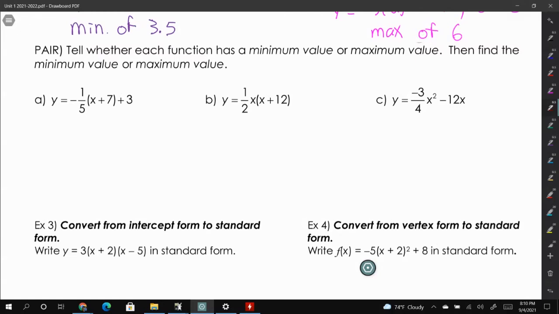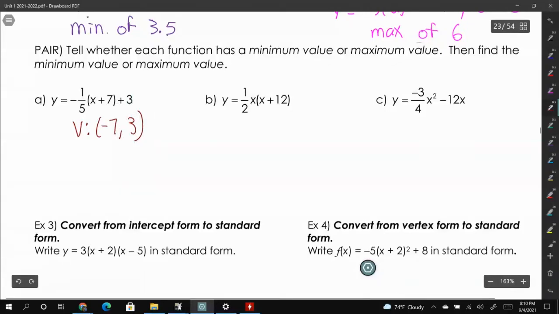Now let's look at these down below. We're going to determine if these have a minimum or maximum value, then determine that value. Well, these are the different types of functions that we've seen. Letter A over here is in vertex form. Your vertex here is -7, 3. So we know that 3 value is either the minimum or maximum, and because a is negative, it is a max. So max of 3.